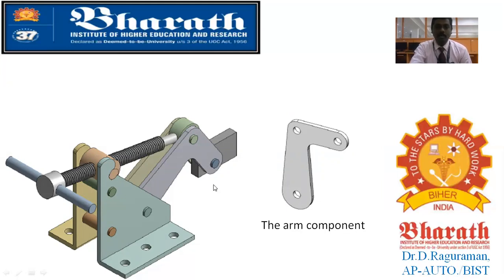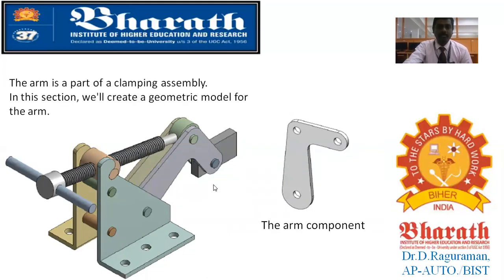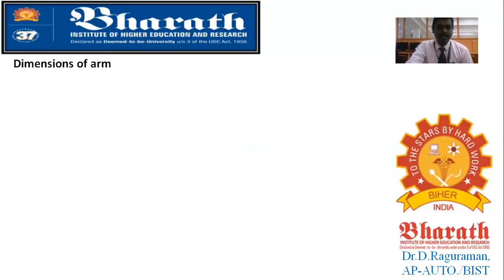How to design this arm component? We are going to make use of SolidWorks. The arm is part of a clamping assembly, and we will see how to develop this arm component using geometric modeling with SolidWorks software. Okay, so before going to SolidWorks, what is needed? You need the dimensions of the arm.